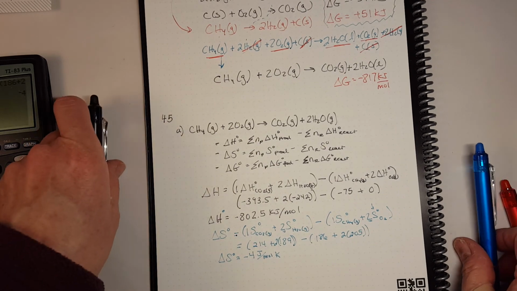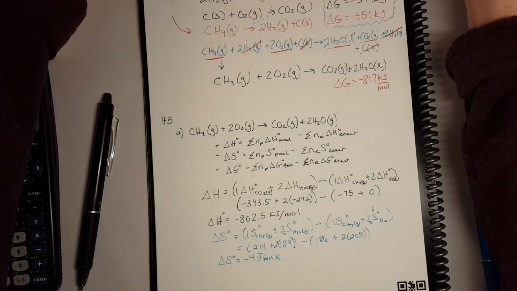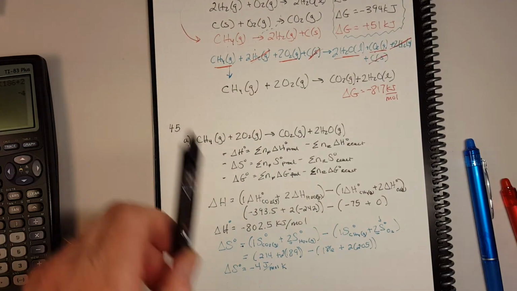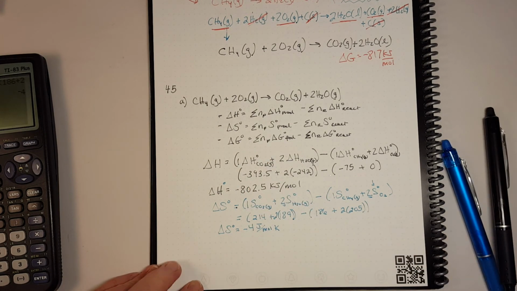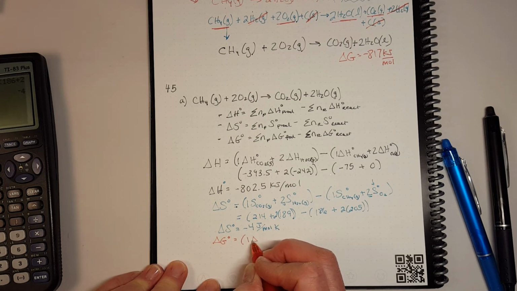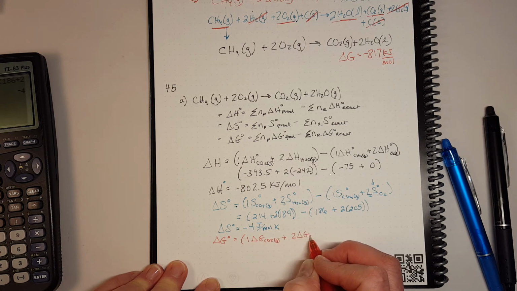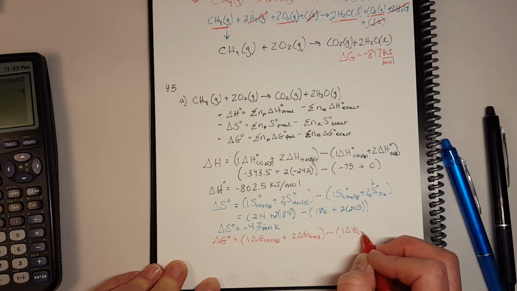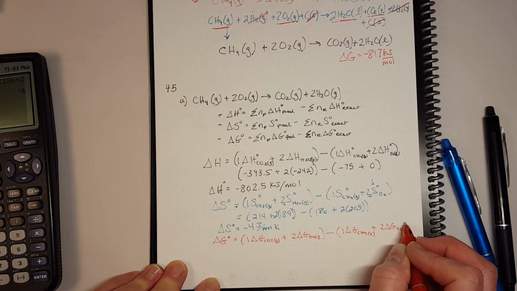Okay, now we'll do the delta G part of this one. I just need to move my book a little bit, give myself a little bit more room here. Okay, so the delta G equation, same type of setup. So I'll do the delta G in red. So delta G in standard state is going to equal 1 times the delta G of the CO2 gas plus 2 times the delta G of H2O gas minus, in parentheses, 1 times the delta G of CH4 gas plus 2 times the delta G of O2 gas.